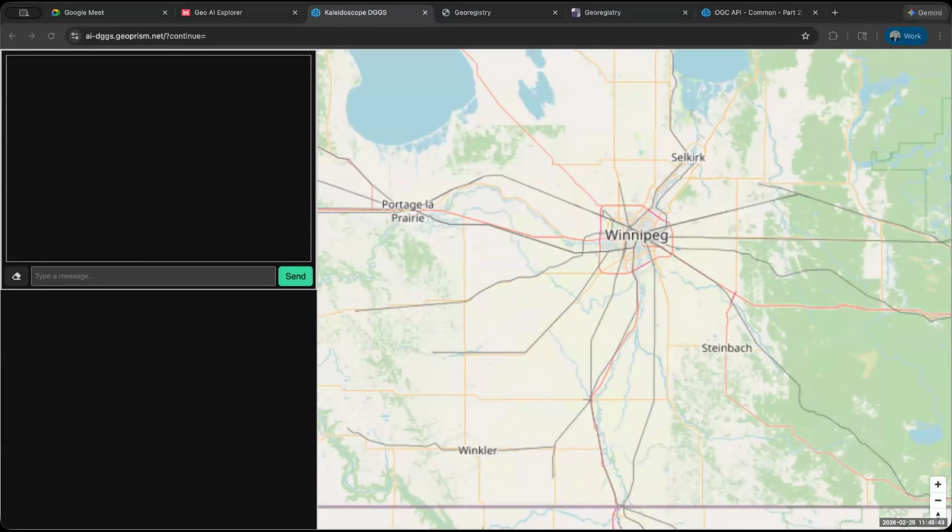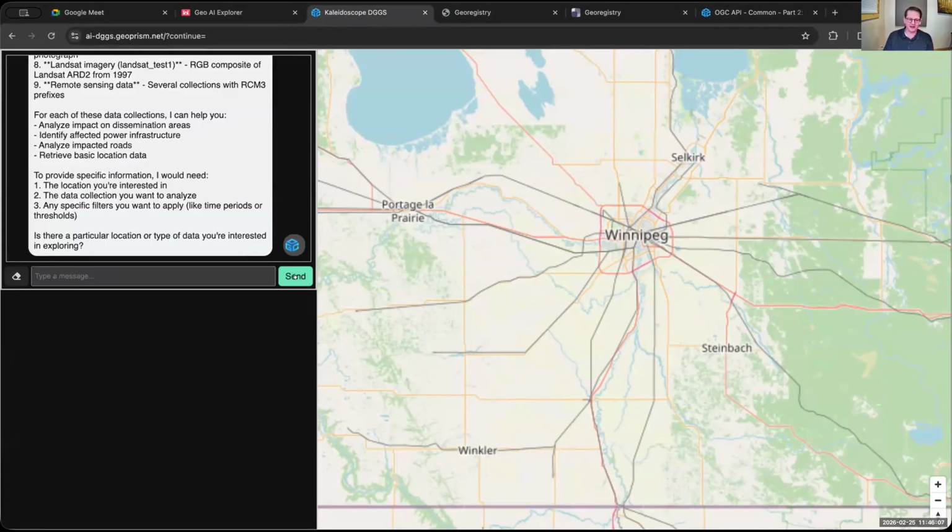Okay. So what we're looking at here is an application that we're calling the Geo AI Kaleidoscope. It is an open source reference implementation for how you can build these types of interfaces where you can ask a natural language question, get a result back, and then display that result on the map. And then in some cases, trace into the answer by looking at, let's say, the spatial knowledge graph.